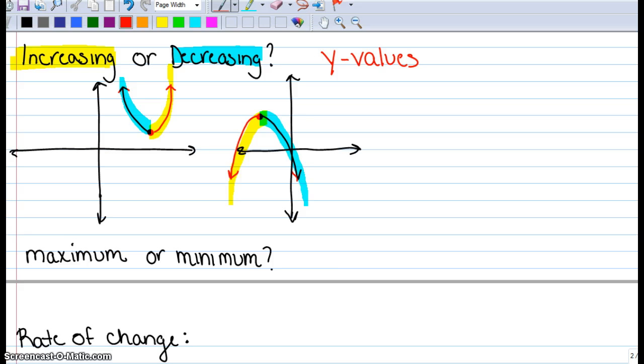Next up is where the parabola has a max or min. The maximum or minimum is always located at the vertex. And if the parabola is opening up, that vertex is a minimum because that's the lowest y value on that graph. And if you look at the parabola that's opening down, the vertex is the highest y value. So we call that the maximum.